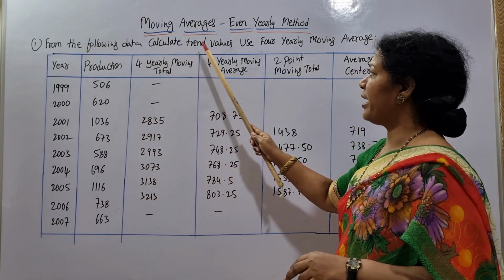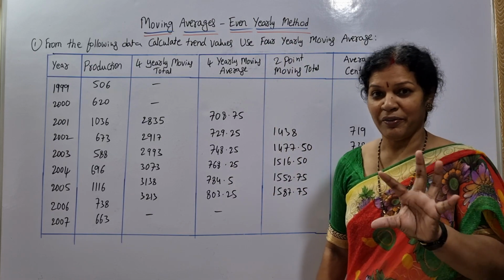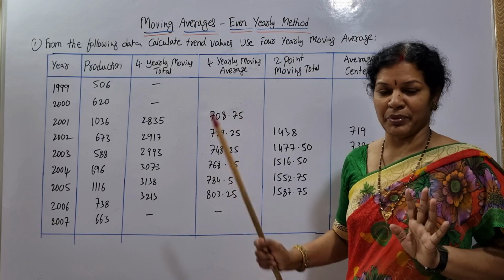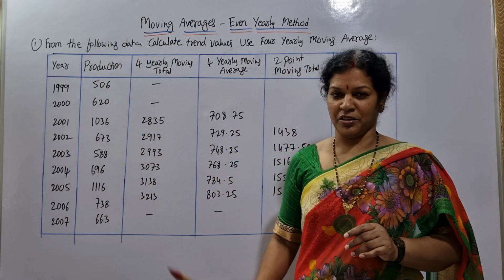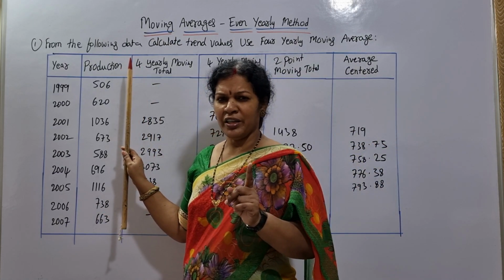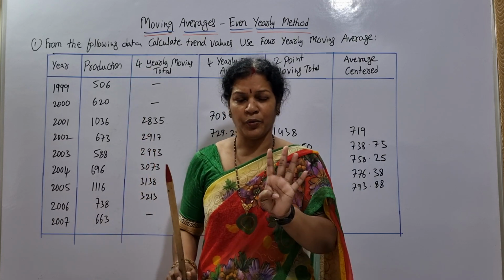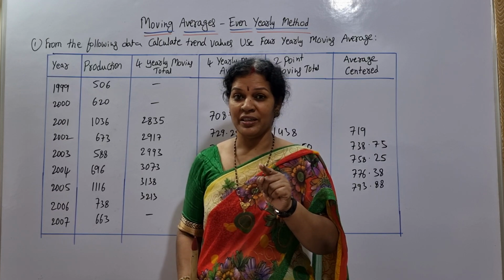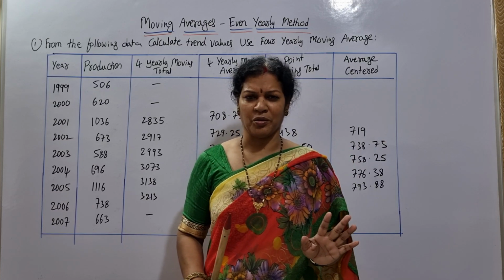From the following data, calculate trend values, use 4-yearly moving average. 5-yearly moving average we have done, now 4-yearly. That is even number. Now the data is given here, year and production. Only these two are given. We know how to calculate the 4-yearly moving average. First of all, we'll total 4 years of production. Then after that we'll take the 4-year average. Just like the previous one only. There is no difference at all.